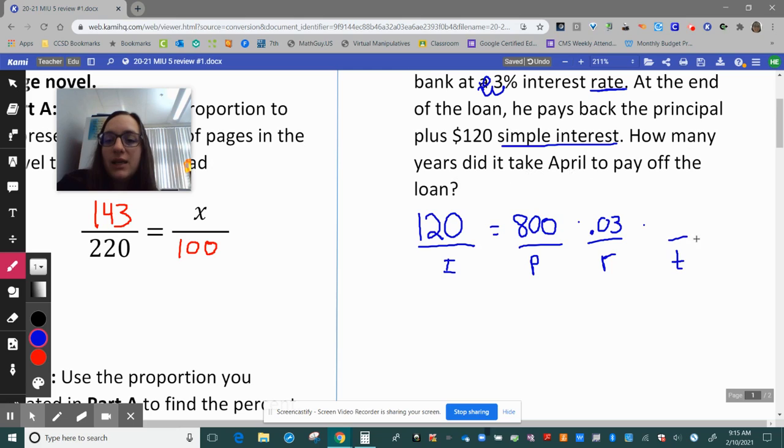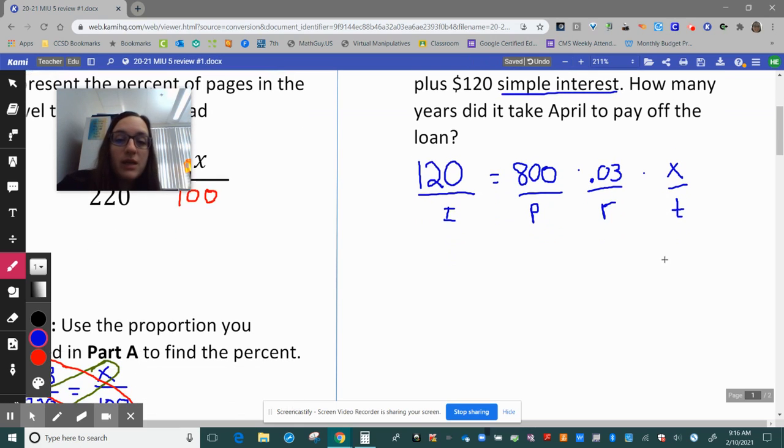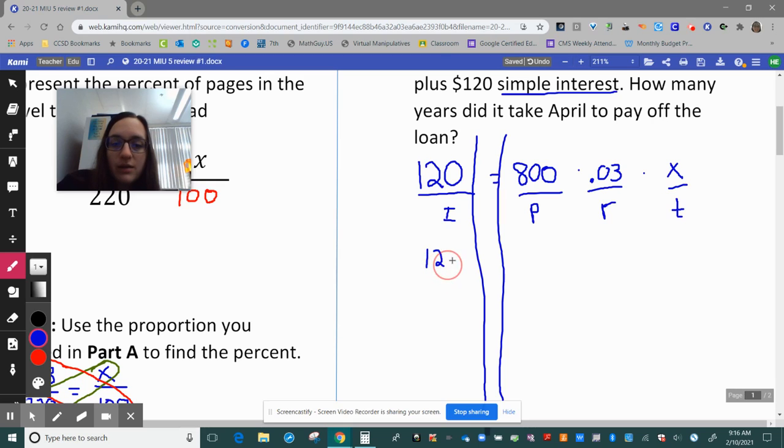Ooh, how long did it take? Oh, we don't know. So there's our variable x. All right, so from here we can then use our train tracks. We can just bring down this 120 right now. Nothing's going to happen there. We are going to simplify this side by multiplying our 800 times 0.03.